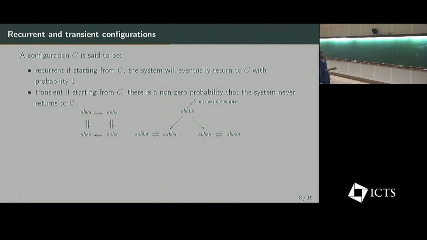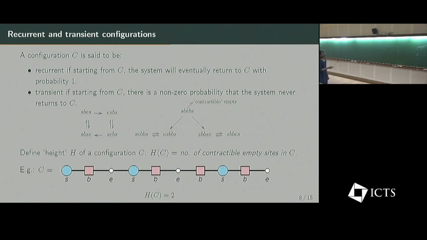So this is a transient configuration, and we will call an empty site into which a box can be pushed in an irreversible way a contractible empty site. So this is a contractible empty site. We will define a notion of height for a configuration to be the number of contractible empty spaces in the configuration.